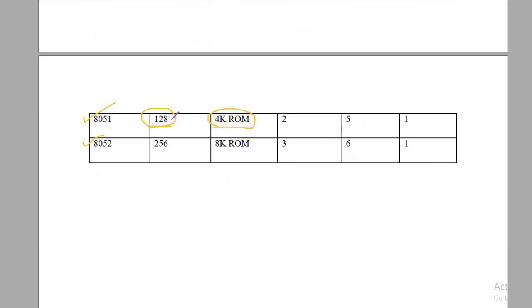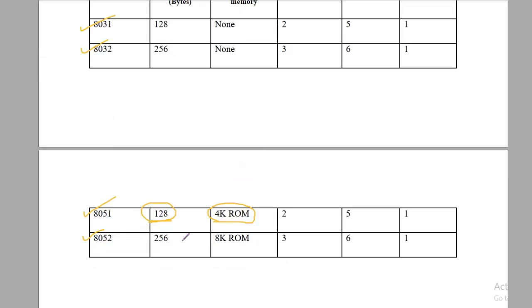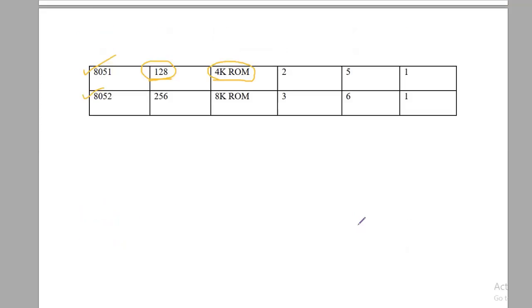Next is the 8051, which has 128 bytes of RAM, 4 KB of ROM, two timers, five interrupts, and one serial port. Next is the 8052, with 256 bytes of RAM, 8 KB of ROM, three timers, six interrupts, and one serial port.